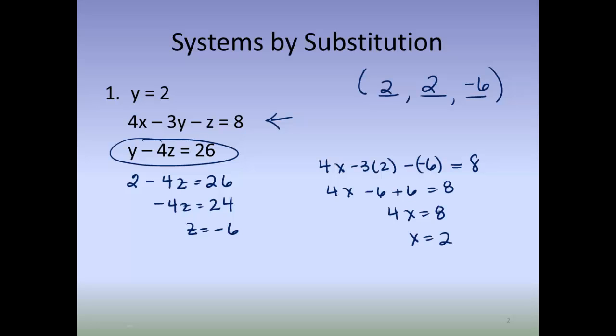To check to see if this worked, you'd actually have to check this ordered triple in all 3 of our equations. The first one checks out, the second one we just solved for, and the third one, if I put in the z there, I would have 2 minus 4 times negative 6 equals 26. I get 2 plus 24, or 26. So it does work in our third equation.